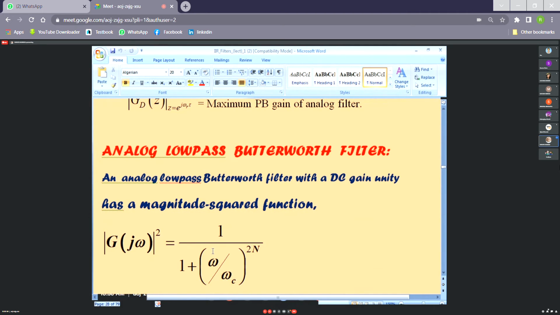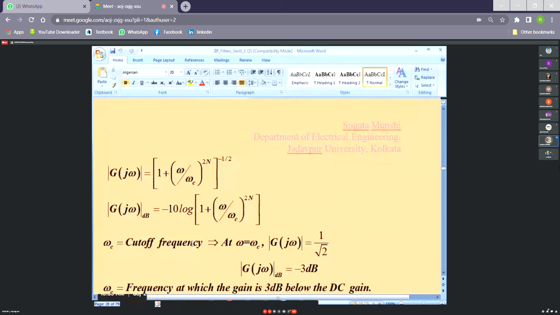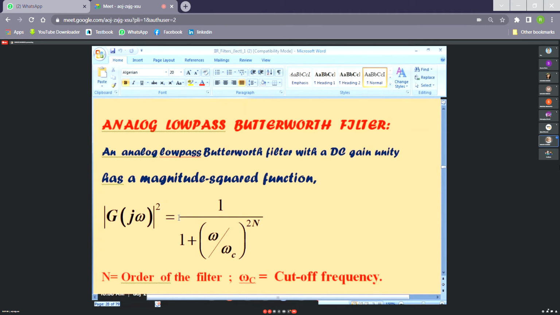That means if you have any other Butterworth filter with some DC gain that is not equal to 1, in the expression for the magnitude response function, you have to simply consider that factor. So suppose the DC gain is 30, then you have to just introduce 30 squared in the numerator. That's as simple as that.